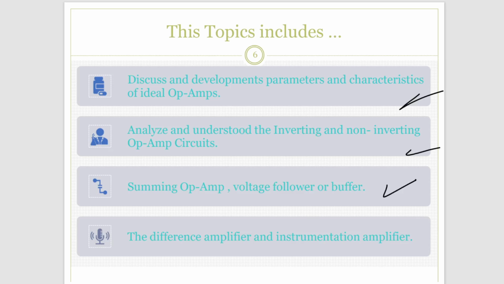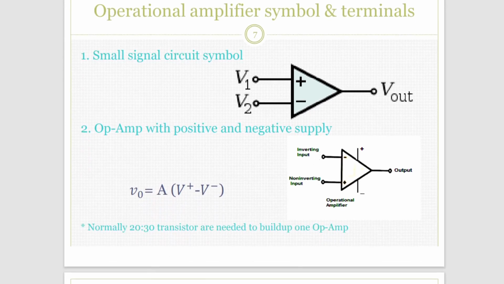Then we are going to talk about the summing operational amplifier circuit, the voltage follower, or the buffer. Then we are going to talk about the difference amplifier and the instrumentation amplifier. The difference amplifier and the instrumentation amplifier are two different things that we are going to talk about in detail in the next few lectures.